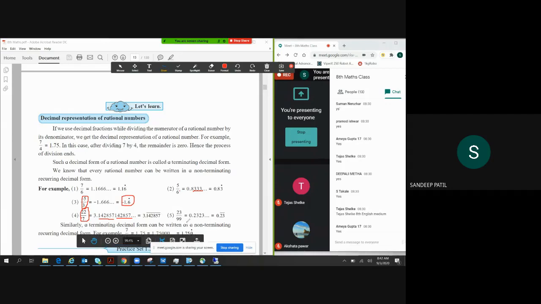Similarly, there may be something like 23 by 99. So what is the number? 0.23232323. So here 2 digits are repeating. So we will keep a line or bar on the top of these 2 numbers only. Okay, so these are the ways we have to represent the decimal number. Either a small dot on the top, which represents that only a single digit is repeating, or a line on the top of the digits.